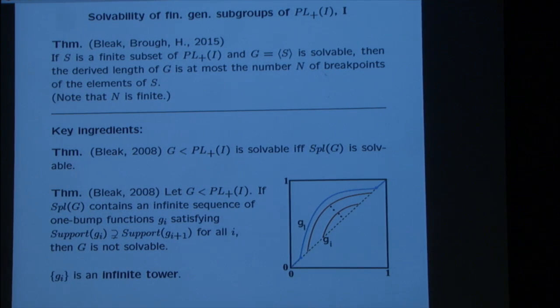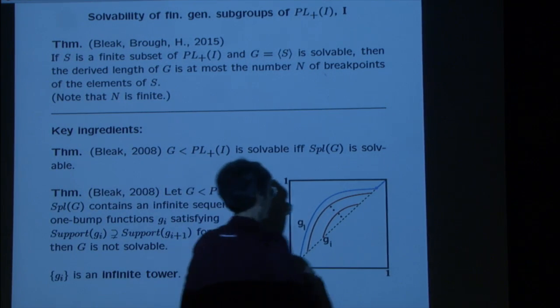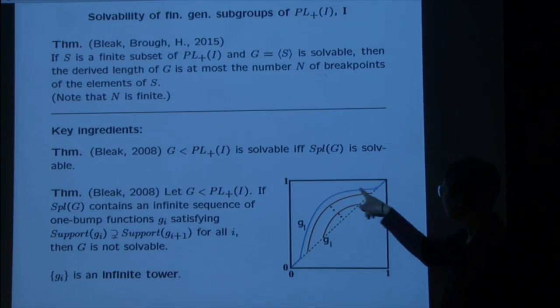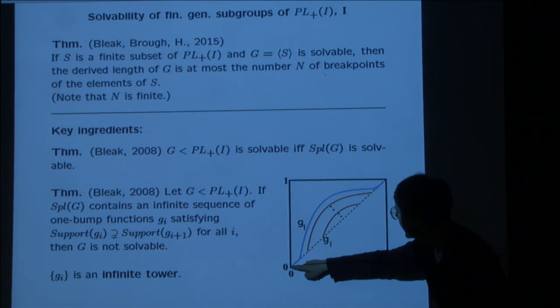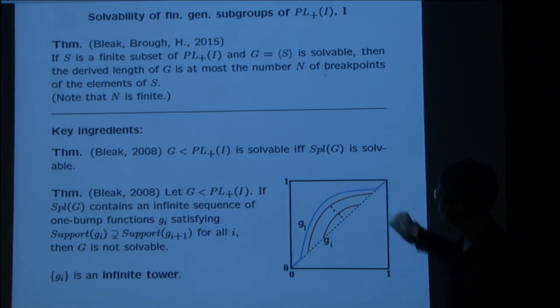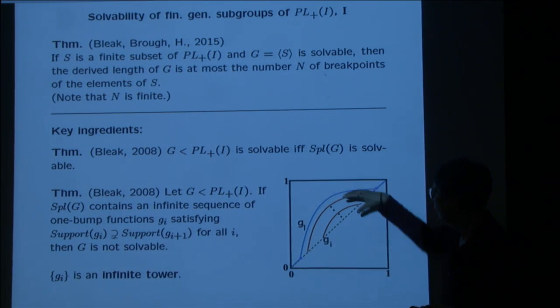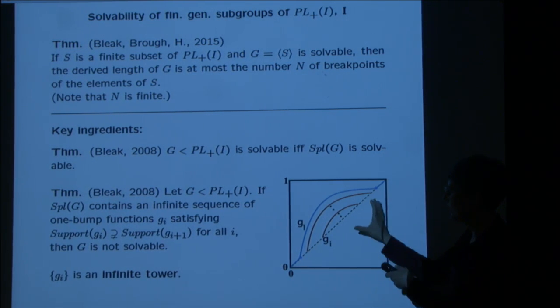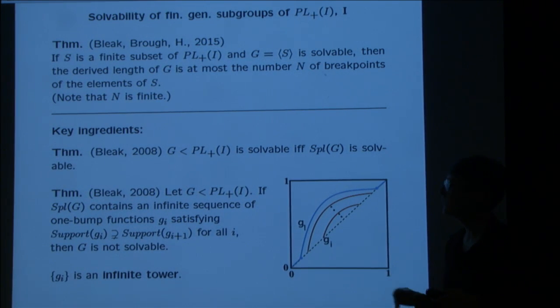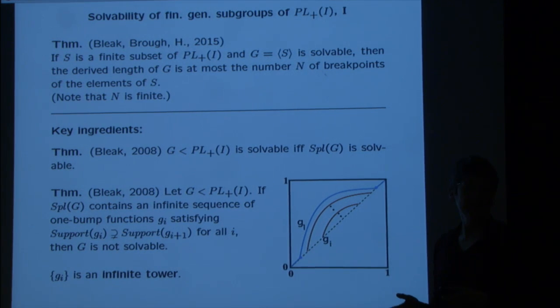Okay, the other piece of this is another theorem of Collin-Blake's that says if the split group contains an infinite sequence of one-bump functions that look like this, right? So the support of this, it's only got one bump, otherwise it's just along the identity. This next one is, again, a one bump, it's on the identity otherwise. If the supports just keep getting strictly smaller, doesn't have to get strictly smaller on both sides, but strictly smaller on at least one side, then the group can't be solvable if it's got an infinite tower that looks like this.